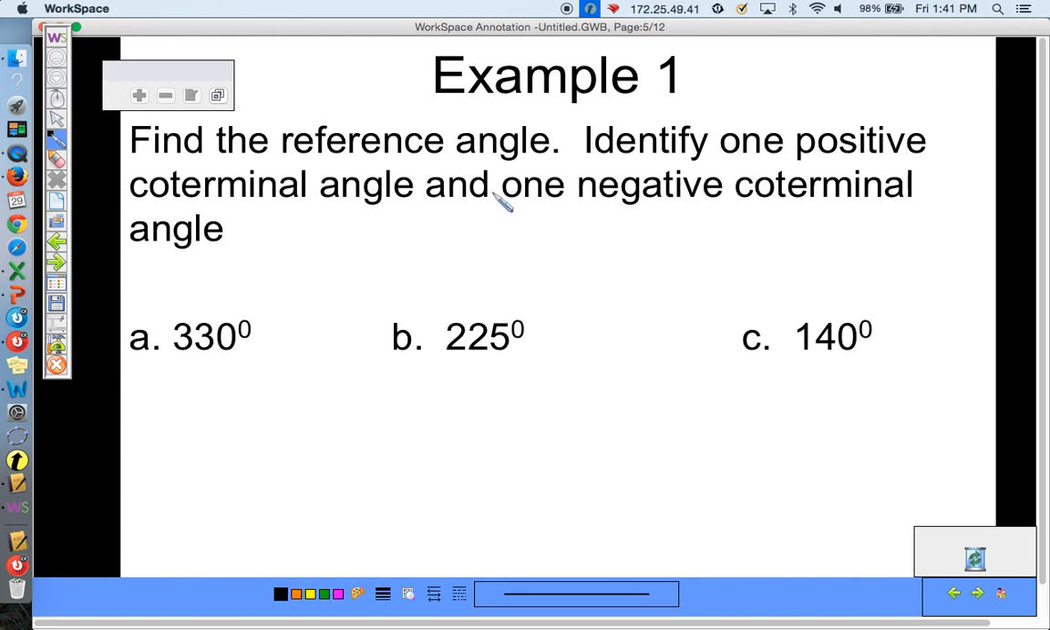So find the reference angle, identify one positive coterminal angle and one negative coterminal angle. Well, 330 would be down in this quadrant, so our reference angle would be 30 degrees. So positive coterminal and negative. Well, 30 degrees would be a positive coterminal. Well, let's subtract 360.